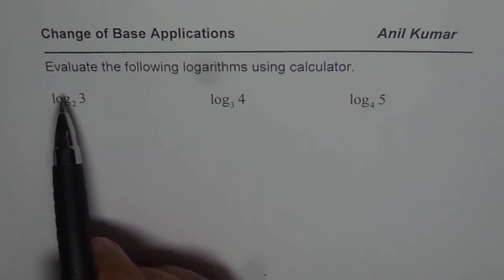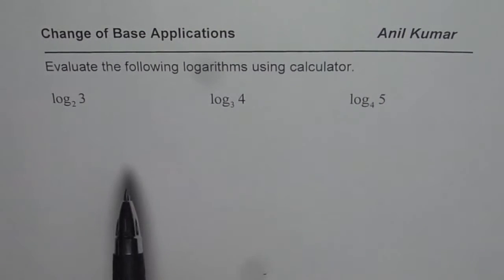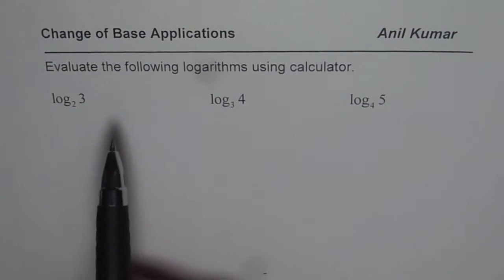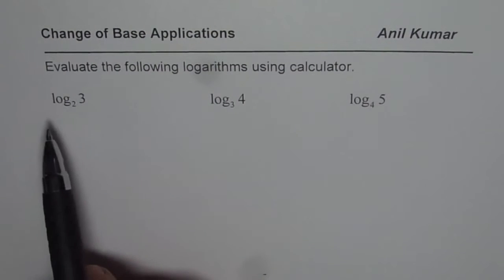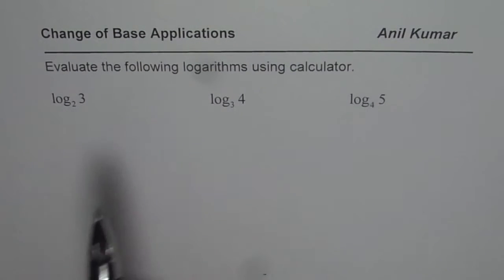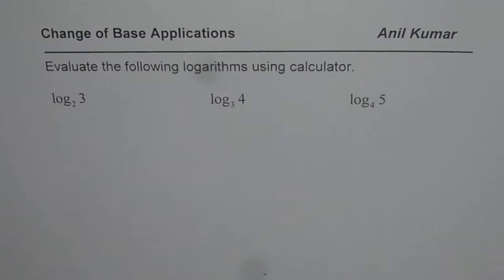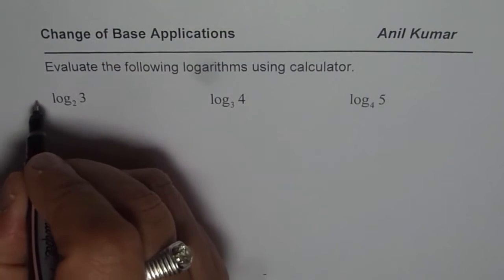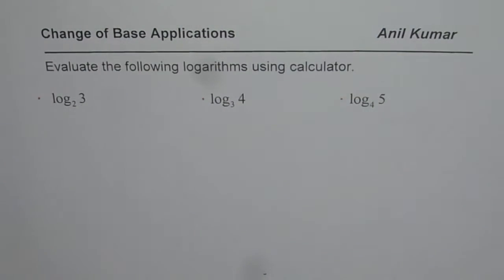So the question is, evaluate the following logarithms using calculator. In this case, what you notice is that the base is not 10, nor is it e. So we have log to the base 2 of 3, log to the base 3 of 4, and log to the base 4 of 5. What you need to do is evaluate each one of them using calculator, right?